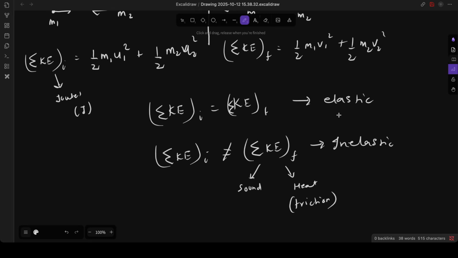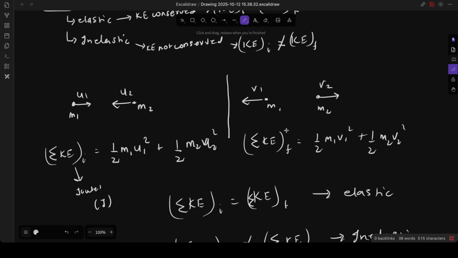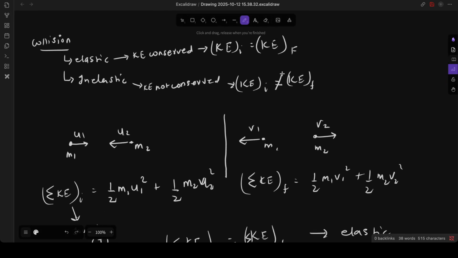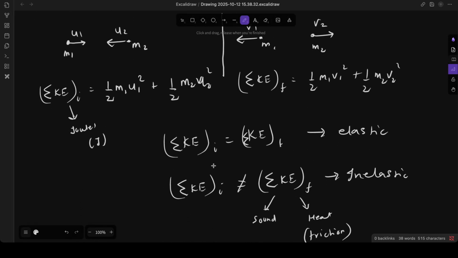Or if they say that the collision is elastic, you can use this to figure out some velocity or something. But that's not a correct way to do it. The correct way to figure out the velocity of an object is using conservation of momentum, because remember that even if it's elastic or inelastic, conservation of momentum always applies. That means the sum of initial momentum will be equal to the sum of final momentum, irrespective of whether this is elastic or inelastic. This is always true. Just remember that.